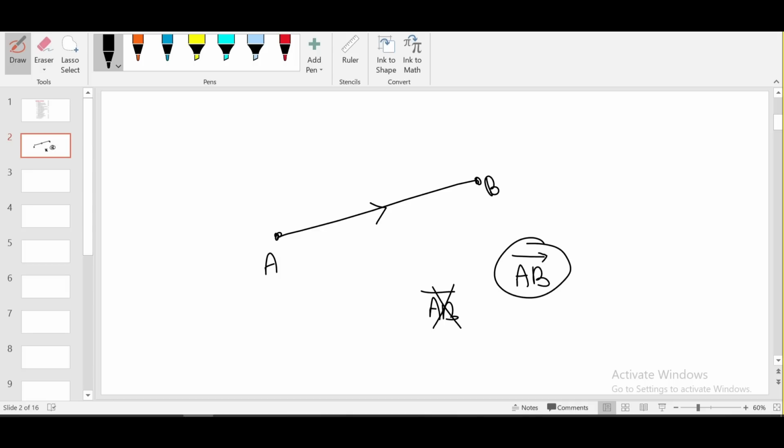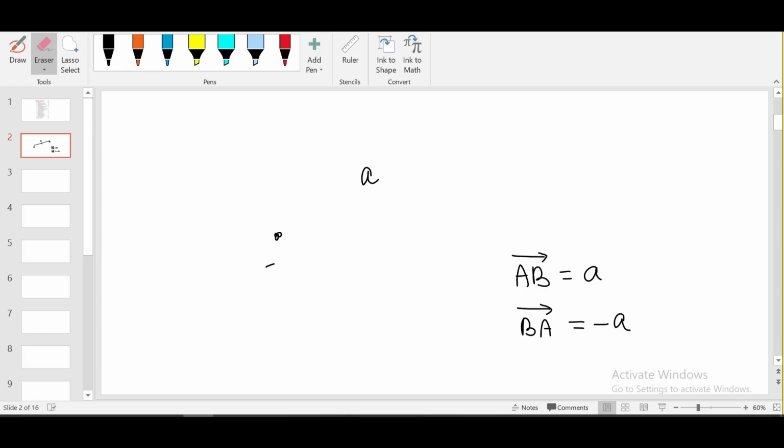Let's say I denote vector AB by small a. So vector AB is equal to a. Then what should vector BA be if you take the vector in the opposite direction? Negative a, that's it. You don't need to copy anything, just pay attention. So that's the first thing, and that's just the basic.